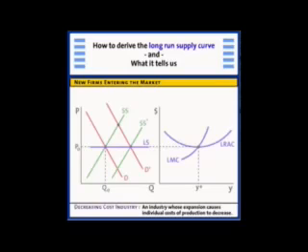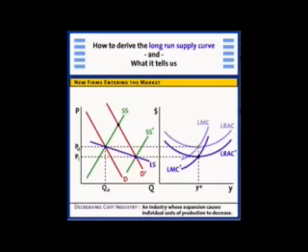In an industry like that, a large number of talented software designers lower the cost for each other by working on common problems and sharing insights with each other. That leads to what's called a decreasing cost industry. As the industry expands, the cost of production actually falls. And in that case, the long-run supply curve would be downward sloping.